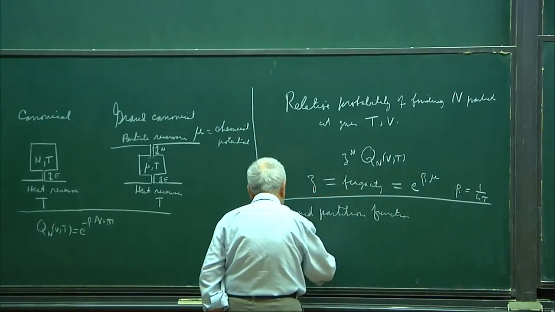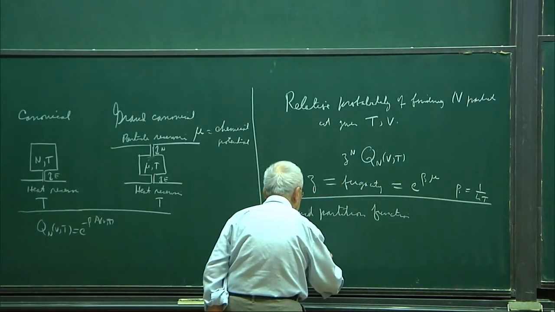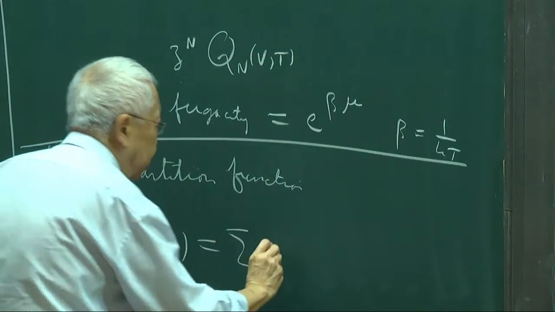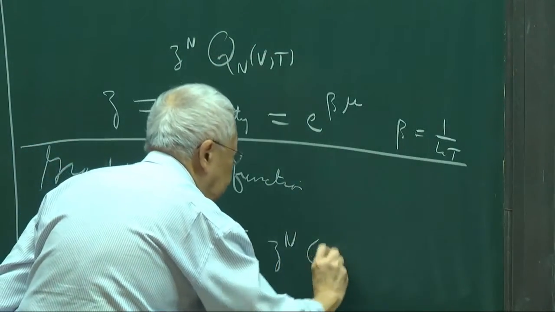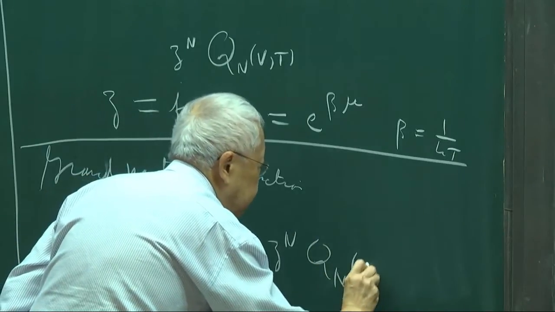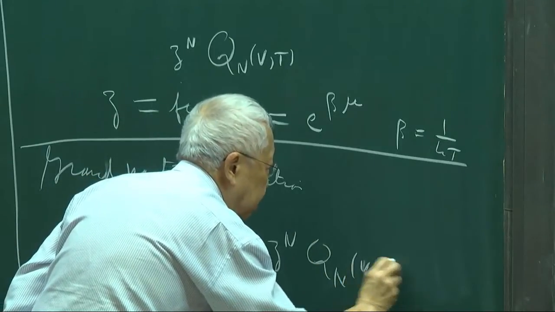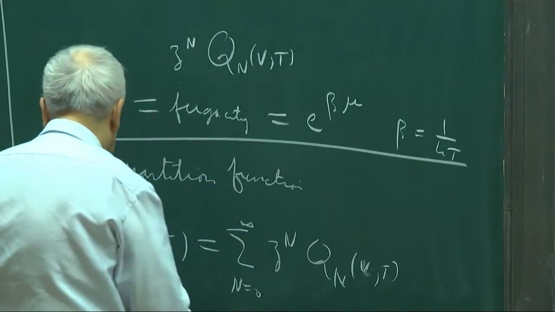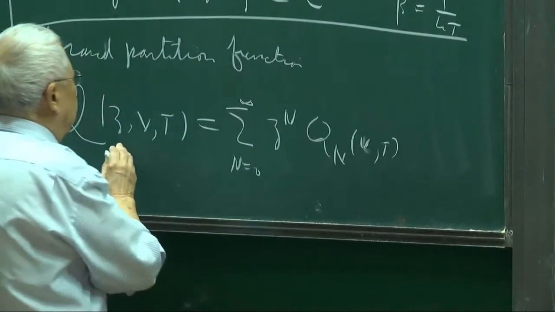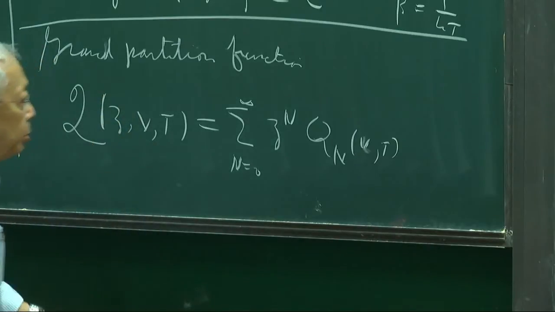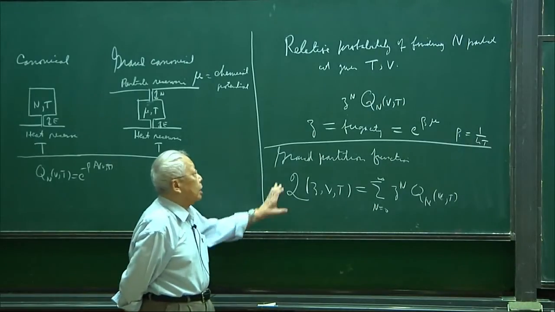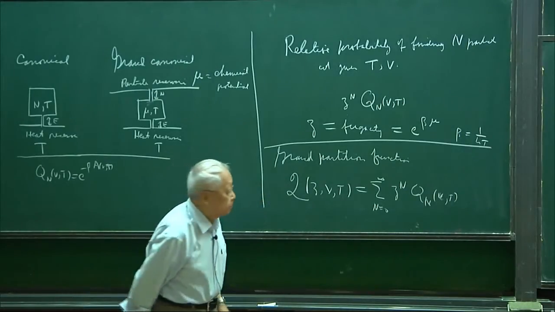Well, there's a script Q. It's a function of z, V, and T, and it's defined as the sum of z to the N power, the partition function of N particles, V and T, sum N going from 0 to infinity. If we can deduce all the thermodynamics from this function, then we have found a connection between this ensemble and thermodynamics.